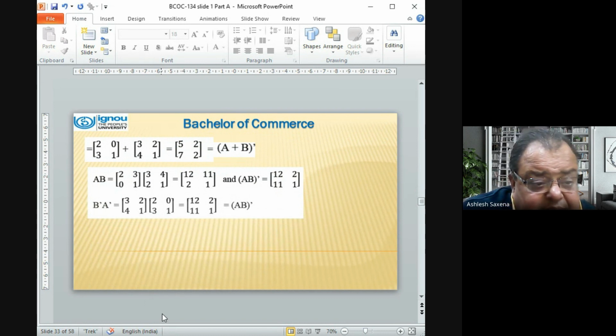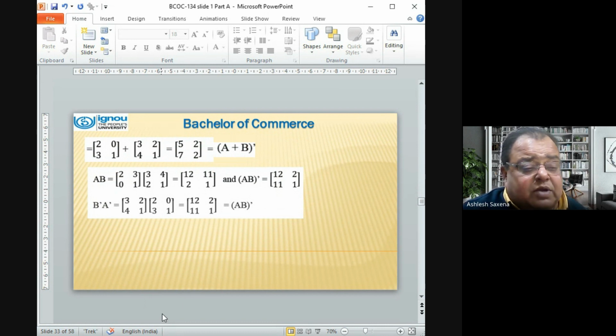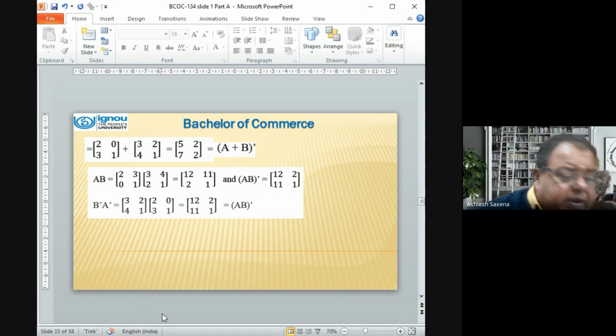Then you can see AB. We have to multiply AB. A is a matrix of 2 by 2 and B is a matrix of 2 by 2. You will be multiplying, and you will get an answer of 2 by 2. And its transpose, rows will be converted to columns. Similarly, we will be calculating B transpose into A transpose, which will be the same as AB transpose.